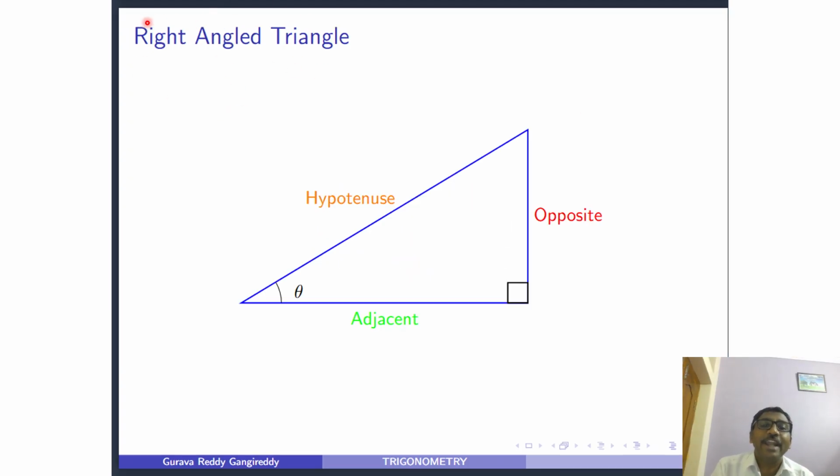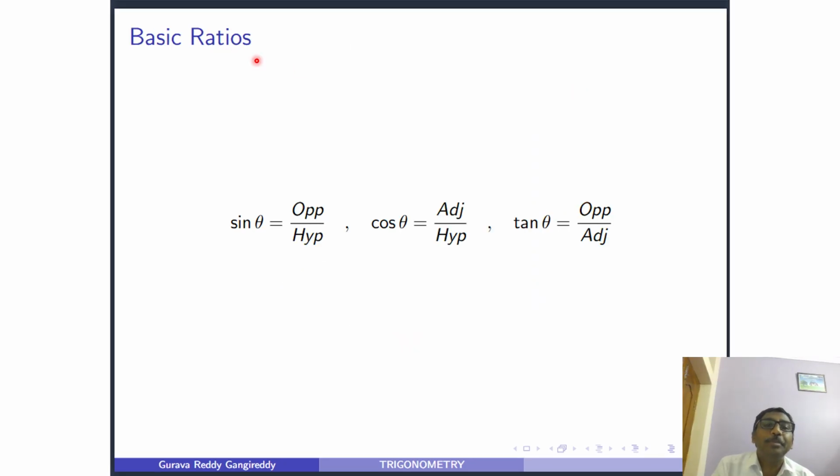Right angled triangle. This is the adjacent side to theta. This is the opposite side to theta. This is the hypotenuse. Basic ratios: sin theta opposite by hypotenuse, cos theta adjacent by hypotenuse, tan theta opposite by adjacent.